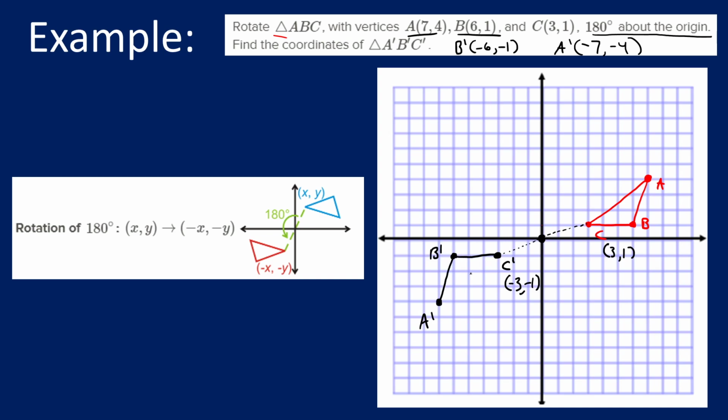Draw your picture. And then you should always do a visual check to make sure, does the shape look the same? Yeah, it does. It just looks like it was flipped over. It looks like it was rotated, which is what we're looking for.